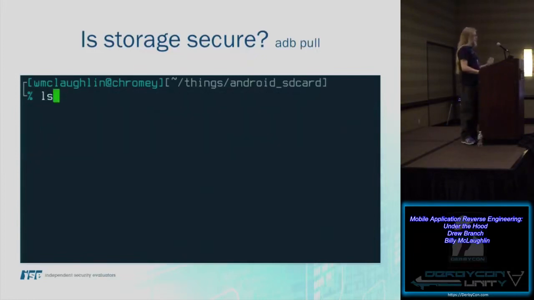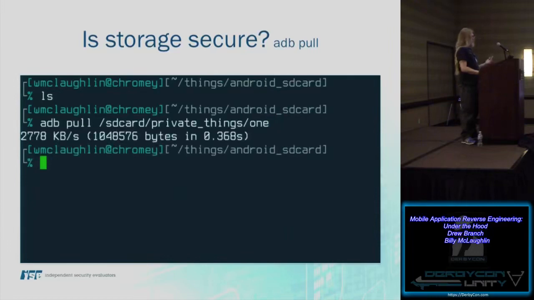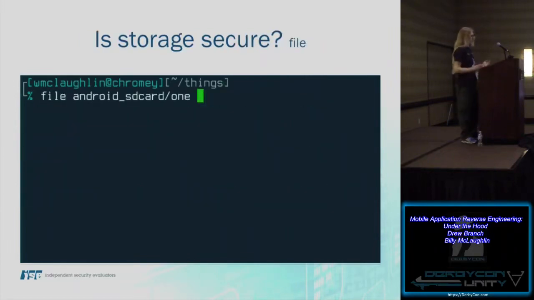So now we want to get that file onto our desktop so we can do some poking at it, see what it looks like. Right now, it's an empty directory on my host machine. Next we're going to invoke adb pull, which will download a file from the device to the host machine, specifying the file: /sdcard/private things/1, which is the file we were just looking at before. All right, took about a third of a second. Now if we do another ls, we can see we have the file on our local machine. So now we do stuff with it.